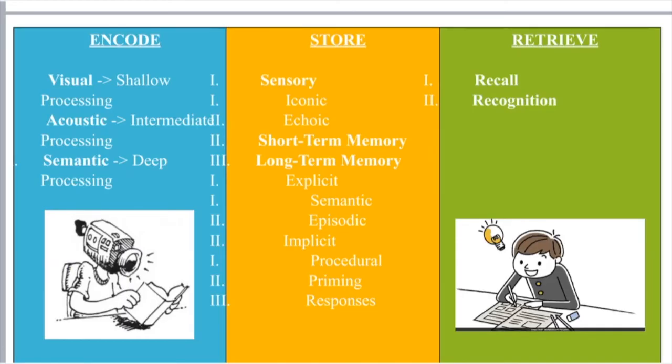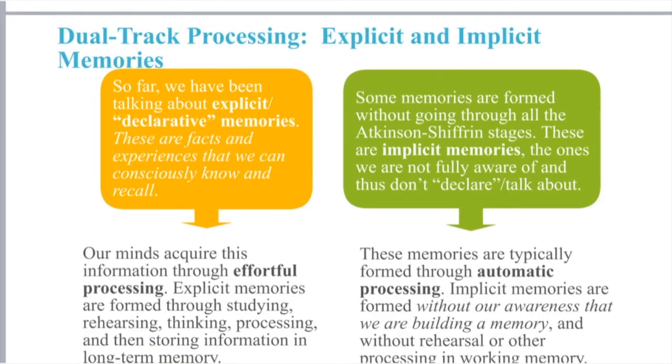So here's that chart again, right? We have talked about sensory memory, we've talked about long-term memory. So now we are going to break down, whoa, that was weird, it jumped, skipped. We are going to talk about long-term memory, explicit and implicit memories that fall within this particular category. So let's get started. Our brain does have a dual track processing system.